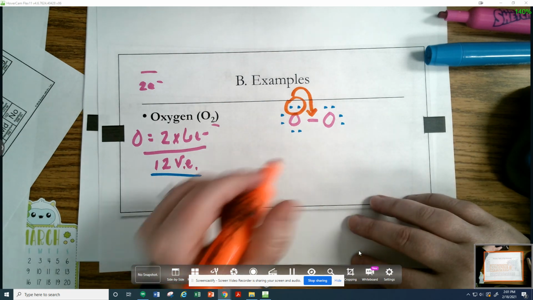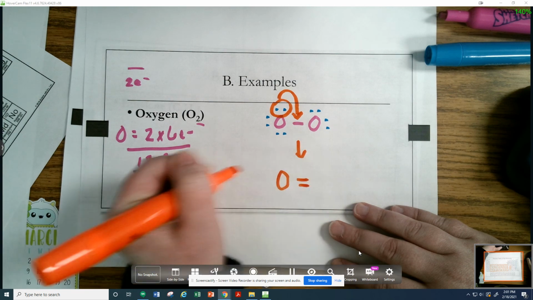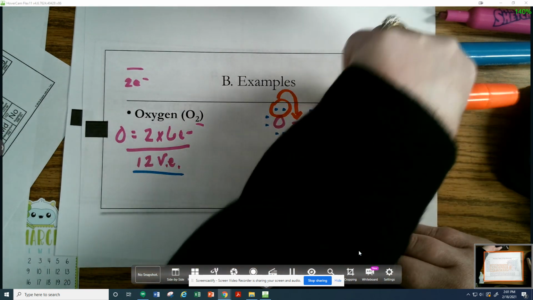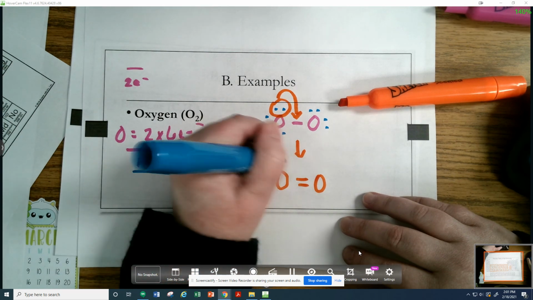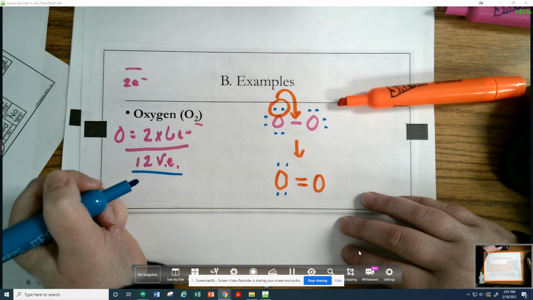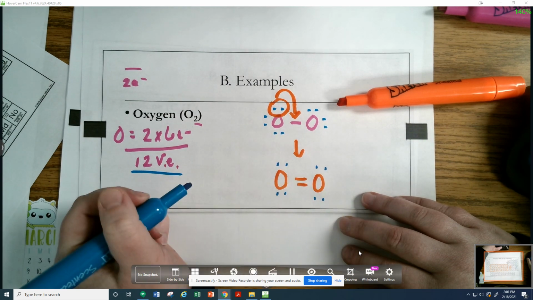What that results in is we look like an equal sign between the 2 of them. And what I've done is on the oxygen on the left, I have 2 sets of lone pairs. And now the oxygen on the right still has its 2 sets of lone pairs.